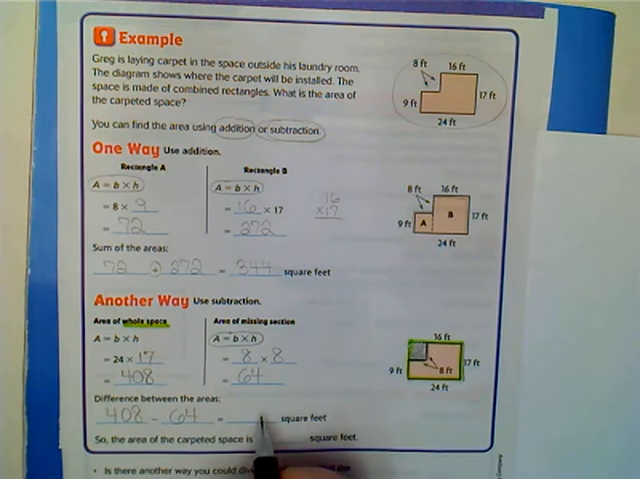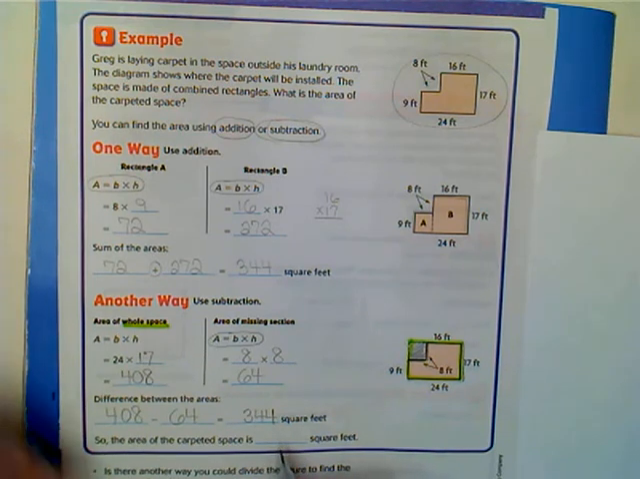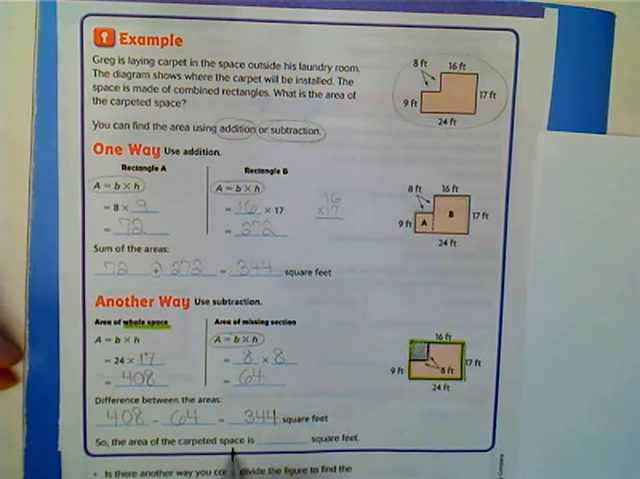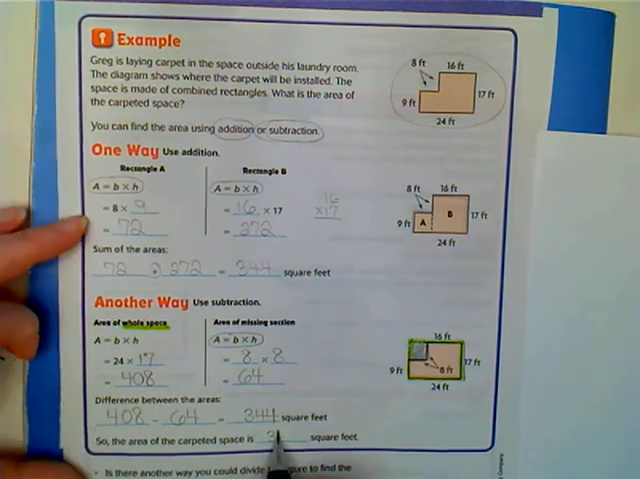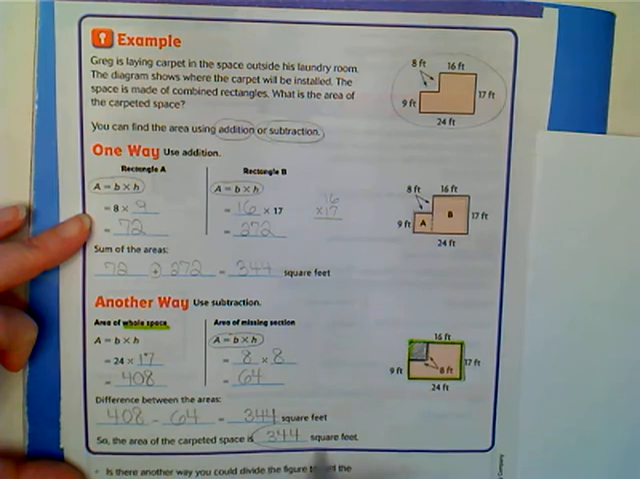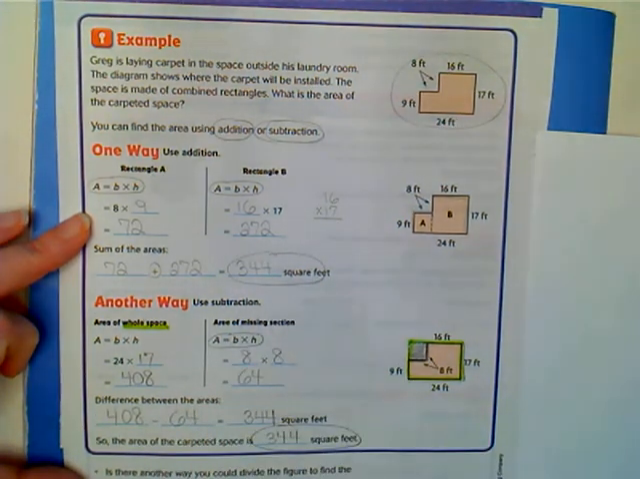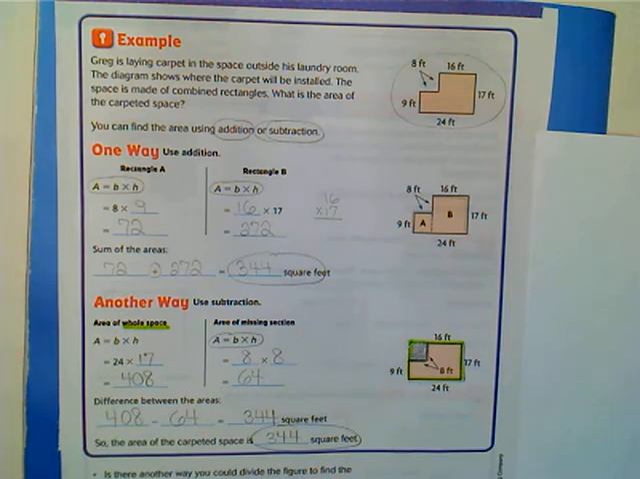And again, you would write this out and calculate it, and you would get 344. So again, bringing that back to our story, the area of the carpeted space is 344 square feet, whether you use subtraction or addition.